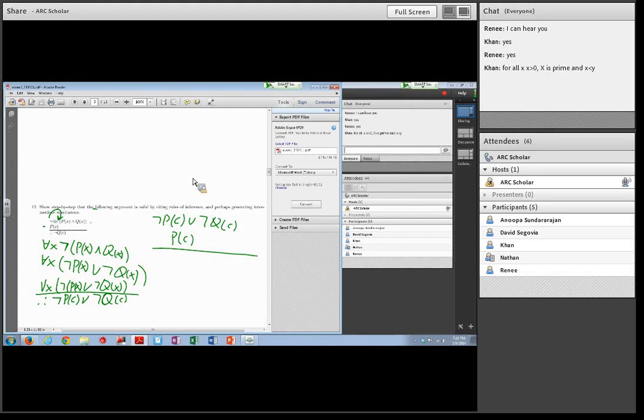Yes, disjunctive. Right. Then by that, by disjunctive, we have not Q of C. It's just, this is pretty much it.